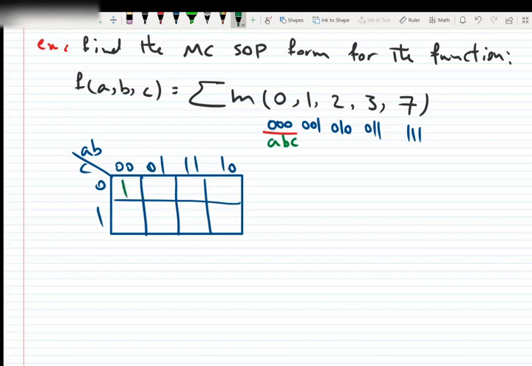A is 0, B is 0, C is 1. So it's here. The next one, A is 0, B is 1, C is 0. It's here. The next one, A is 0, B is 1, C is 1. It's here. The last one, A, B, C are 1, so it's here.